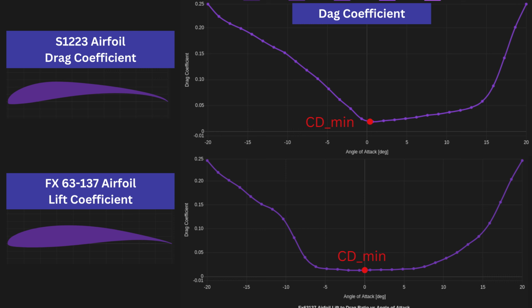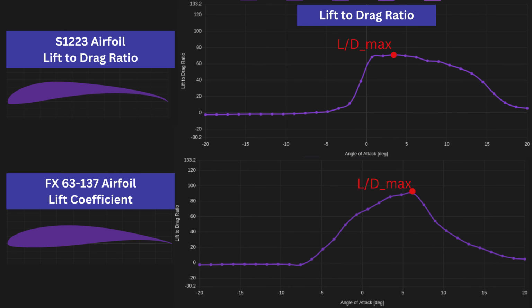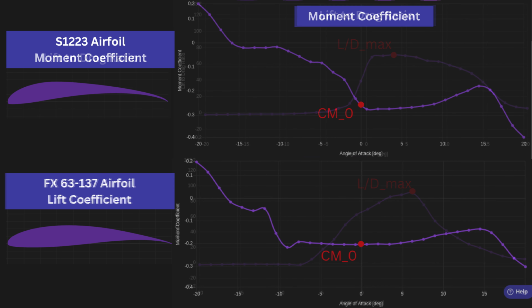Looking at the maximum lift-to-drag ratio, if we design the aircraft to cruise having the wing at around 5 degrees angle of attack, the efficiency of the FX 63137 can be around 26% higher than the Selig 1223, which could provide a significant boost in flight range and flight time. Finally, looking at the moment coefficient curve, we see that both require similar trim at zero angle of attack, but the moment coefficient of the FX 63137 is more constant with angle of attack, which can help improve the pitch stability and control of the aircraft.